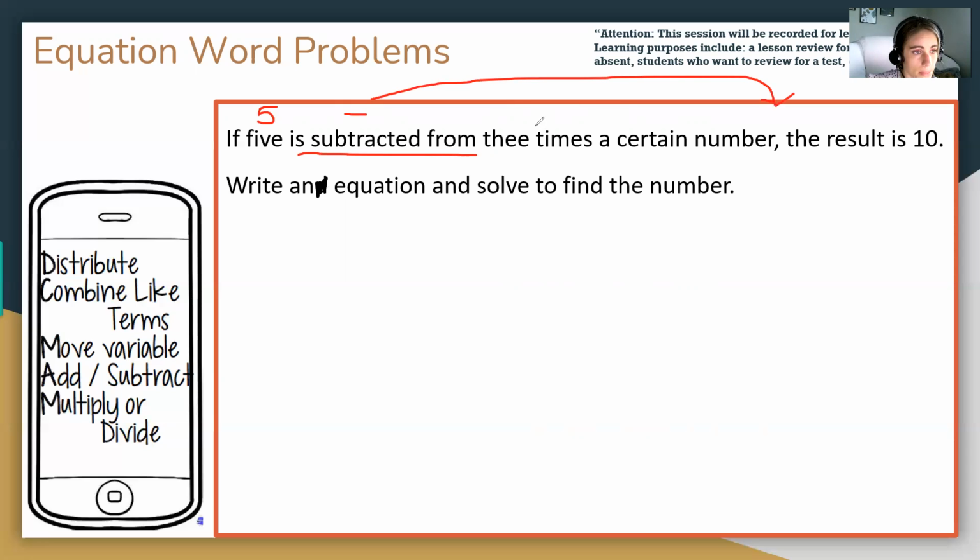3 times a certain number. Well, what do we use when we have an unknown amount? We have a certain number, but we don't know what that certain number is. We use a variable. You could pick any variable you like. I'll choose X because that's usually the most popular one. The result is, means it's equal to 10.